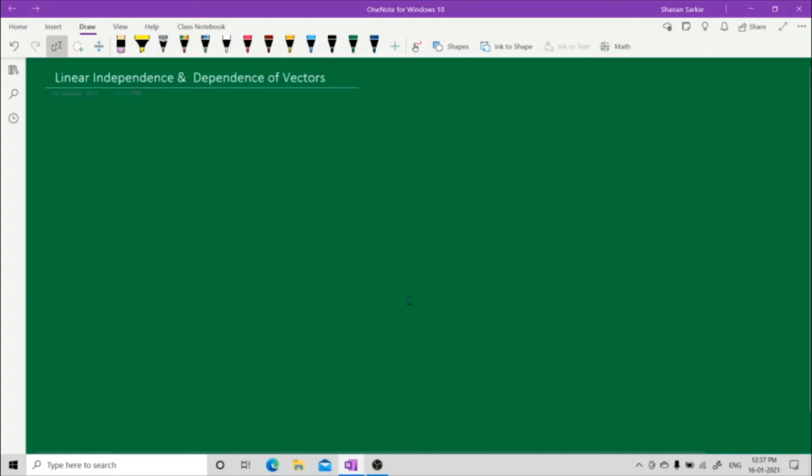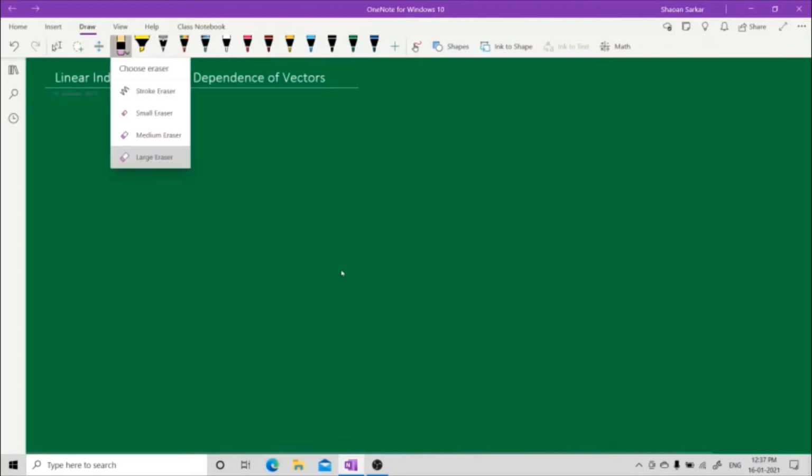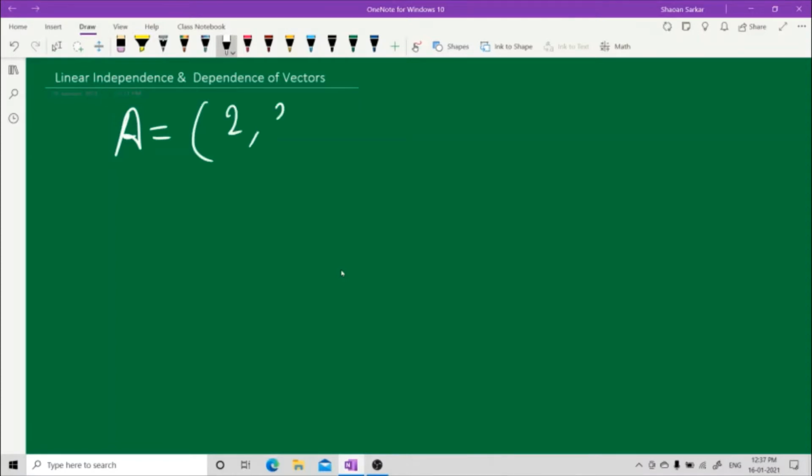Dependence and independence of vectors is our topic today. Now, in my earlier lecture, I had already told you that if A is a row vector like this, 2, 3, 4, and 5, this was a row matrix, 1 cross 4. There is one row and 4 columns.